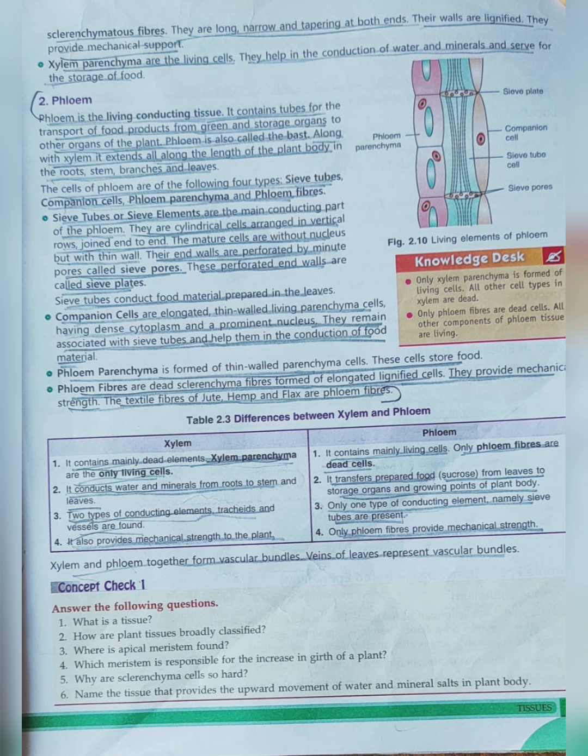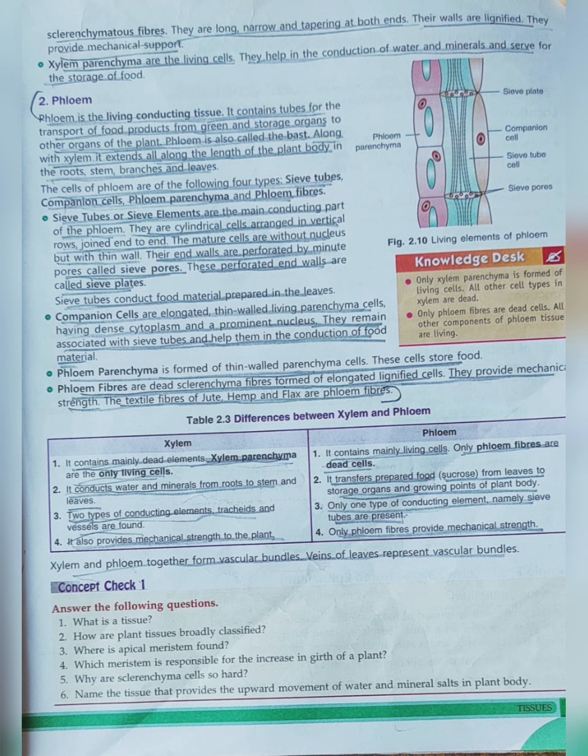Companion cells are elongated, thin-walled, living parenchyma cells having dense cytoplasm and a prominent nucleus. They remain associated with sieve tubes and help in the conduction of food material. Phloem parenchyma is formed of thin-walled parenchyma cells. These cells store food. Phloem fibers are dead sclerenchyma fibers formed of elongated lignified cells. They provide mechanical strength. The textile fibers of jute, hemp and flax are phloem fibers.